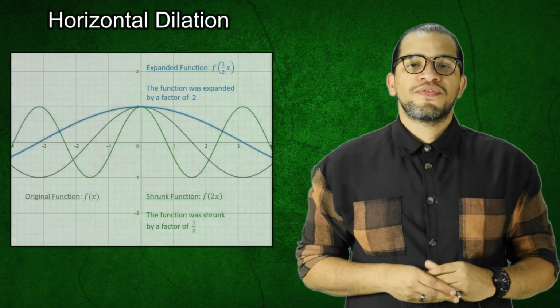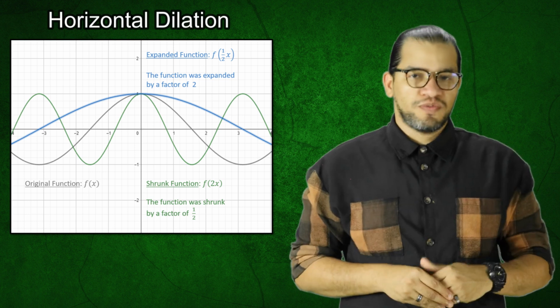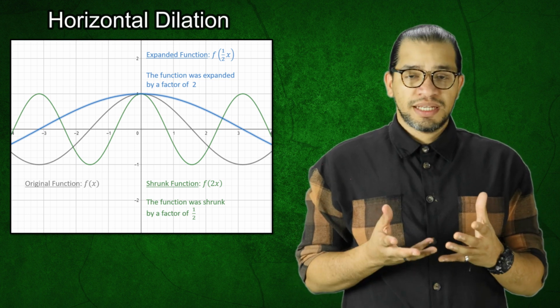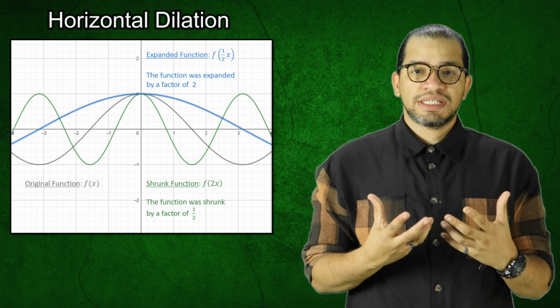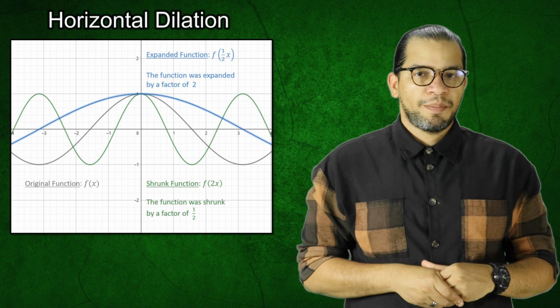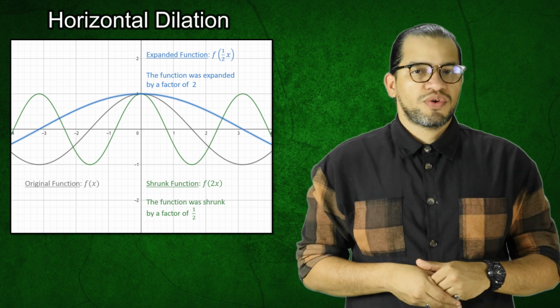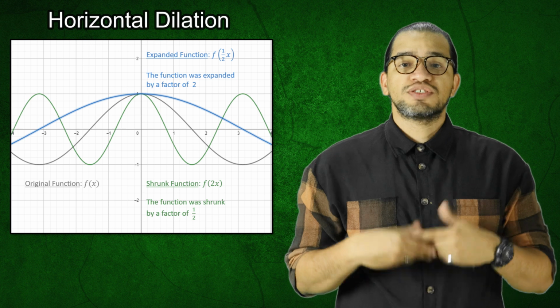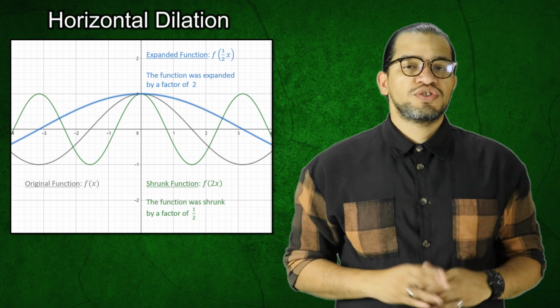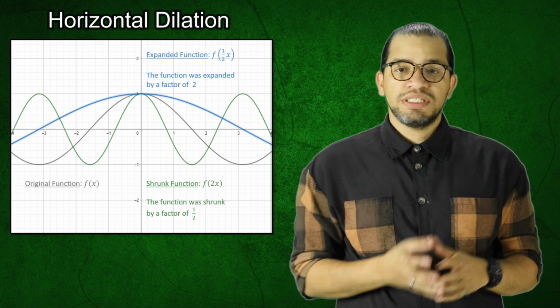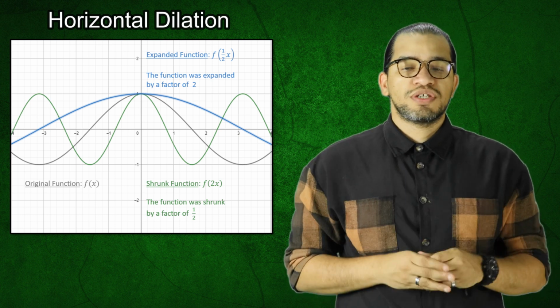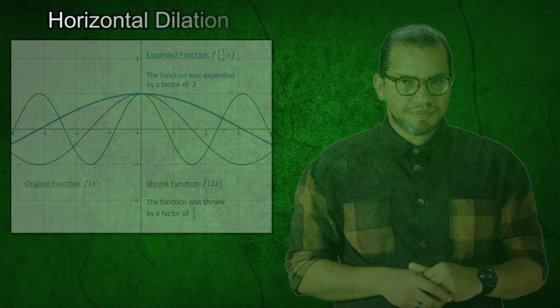Finally, let us study the concept of horizontal dilation. Let us consider a function f of x and a positive real value a. Then the expression f of a times x represents a horizontal dilation by a factor of 1 over a. If a is greater than 1, then the function shrinks itself horizontally. Whereas if a is between 0 and 1, then the function expands itself horizontally.